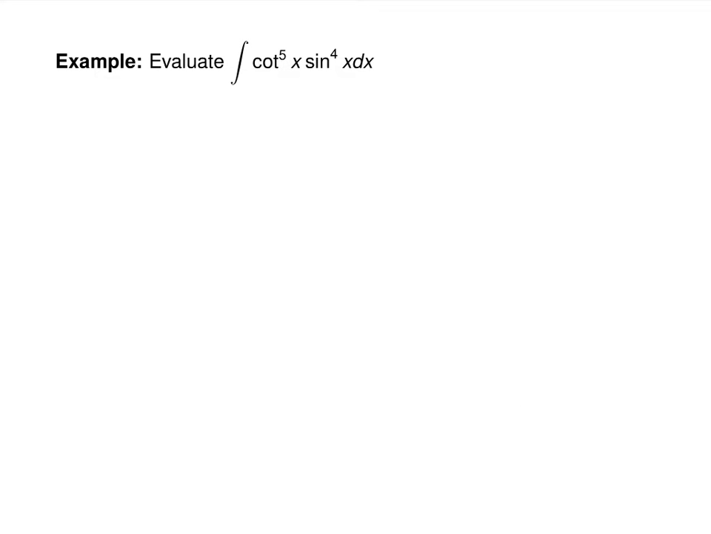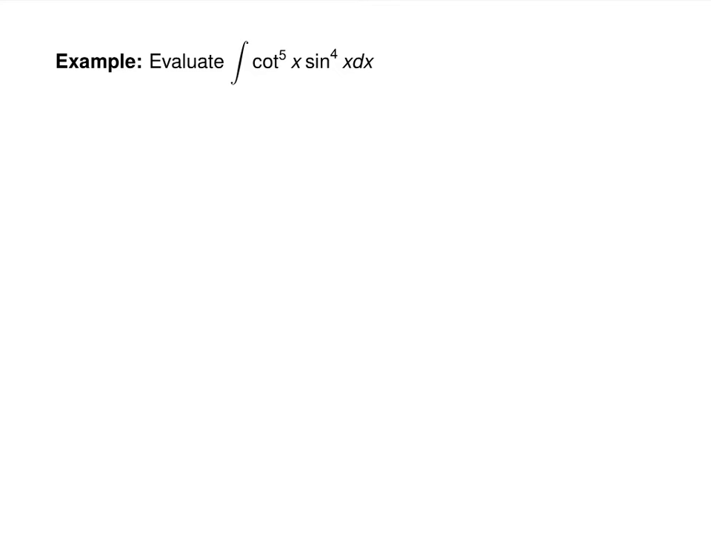All right, you have cotangent to the 5th x and sine to the 4th. To me, cotangent and sine isn't an obvious pairing, because cotangent and cosecant is sort of the obvious pairing, since cotangent's derivative is cosecant squared. So when you get functions that don't have derivatives of each other together in the integral, I would suggest going back to sines and cosines.